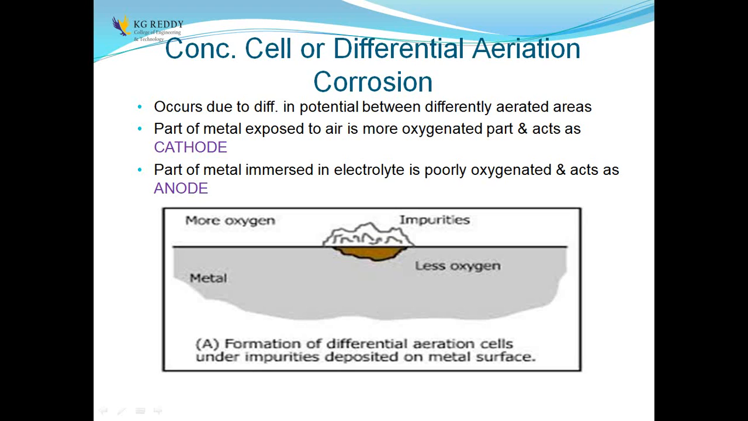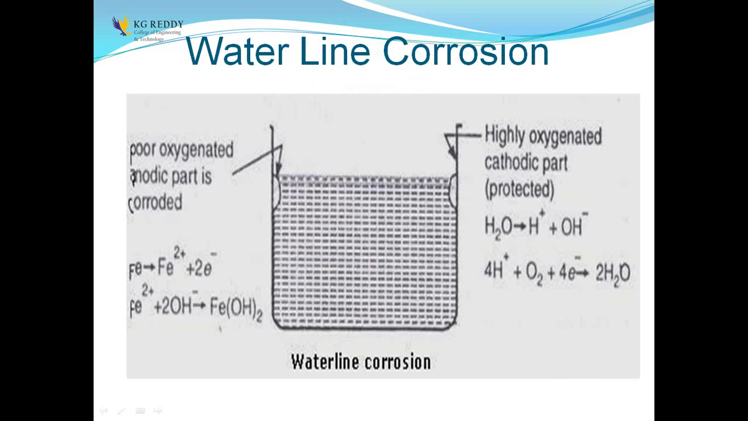So here, a less oxygenated area always acts as an anode. The more oxygenated area acts as a cathode, right? So if you take the part of the metal exposed to the air, that is the more oxygenated area and acts as a cathode. The part of the metal immersed in an electrolyte is poorly oxygenated and acts as an anode. Just now we discussed.